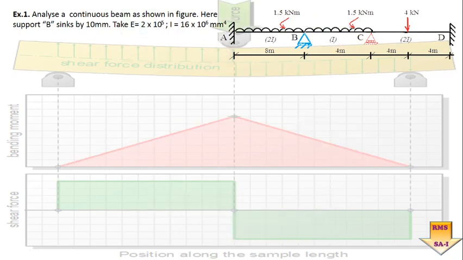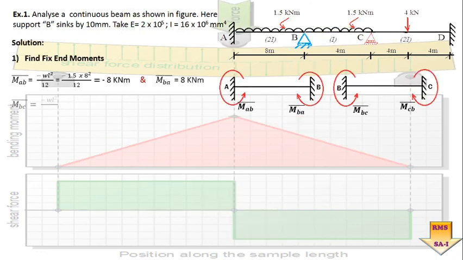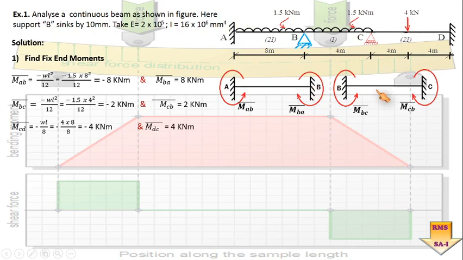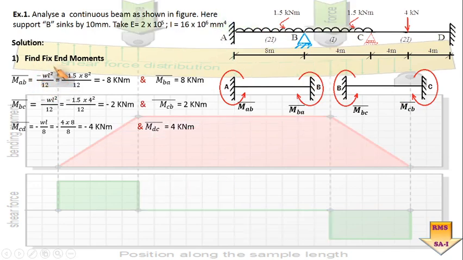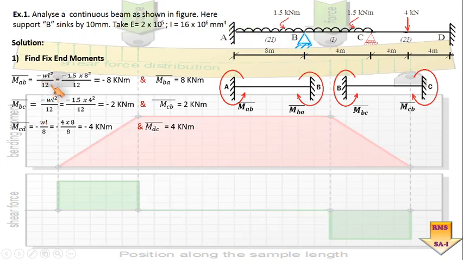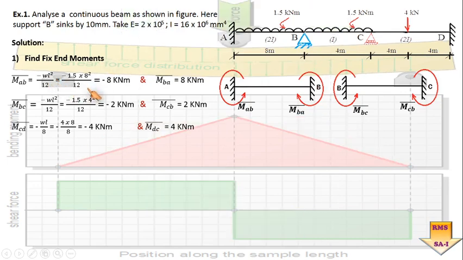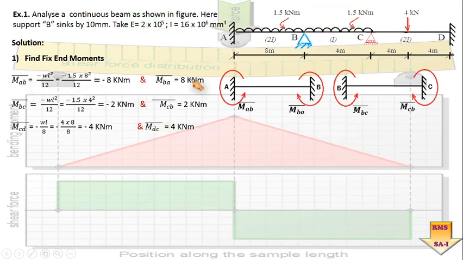As usual, the very first step is to find the fixed moment. Take the individual spans AB, BC and CD and select the appropriate case. For the first span, a UDL throughout the length, the fixed moment will be WL square by 12. Put in the values of the loading and the spans to get the fixed moment. Here you can see in the first step we have already worked out the various fixed moments for spans AB, BC and CD.